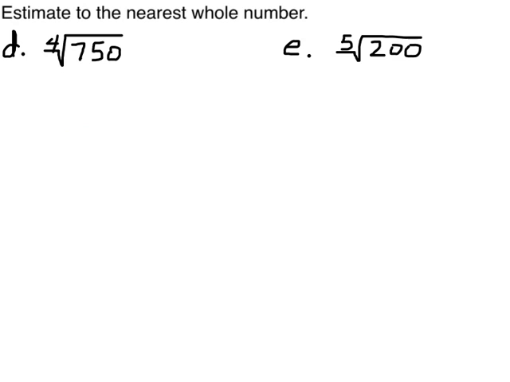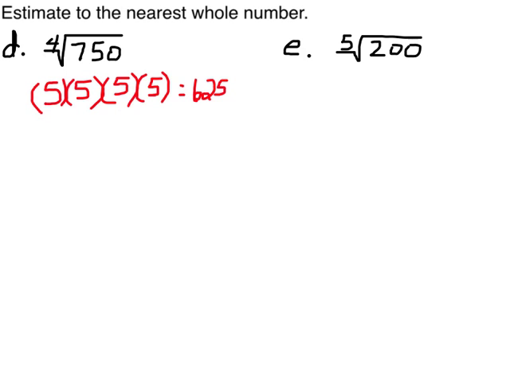Since we know that 6 was too much, it went way over, it was 1200 and something, then 5 times 5 times 5 times 5 is 625, then 5 would be our answer to the nearest whole number.